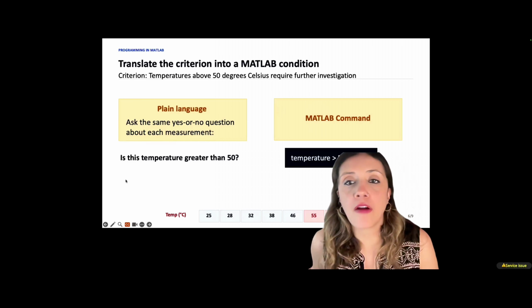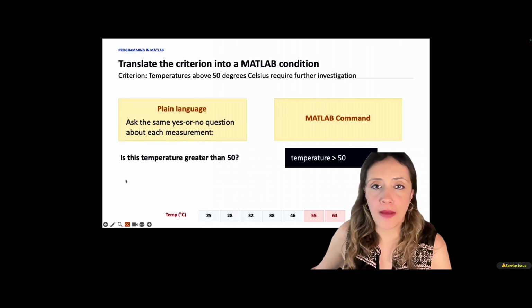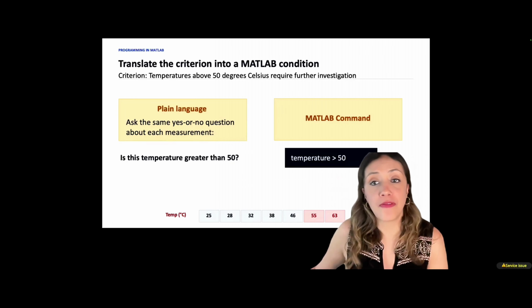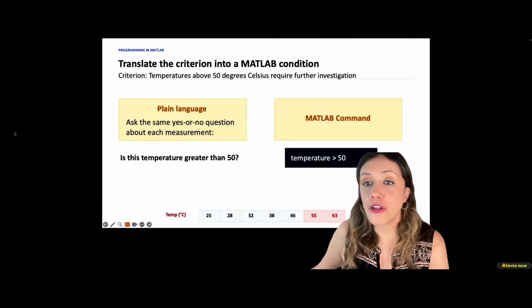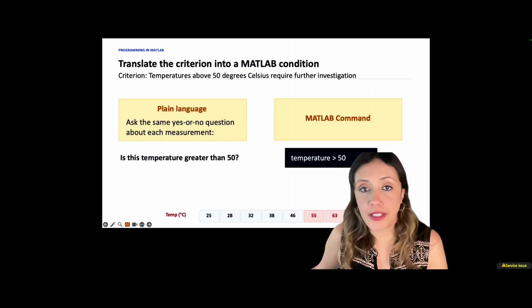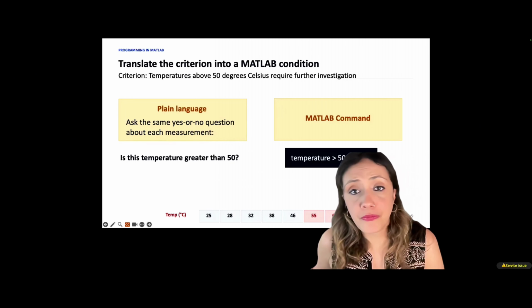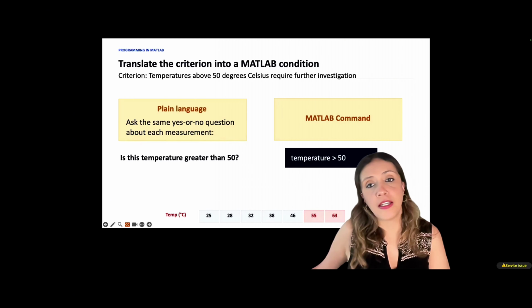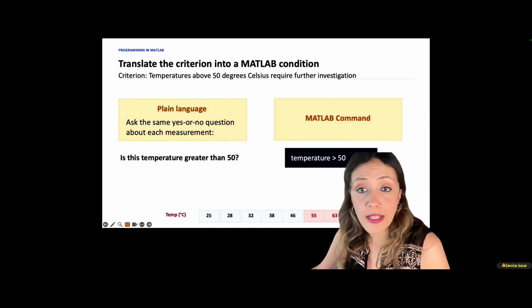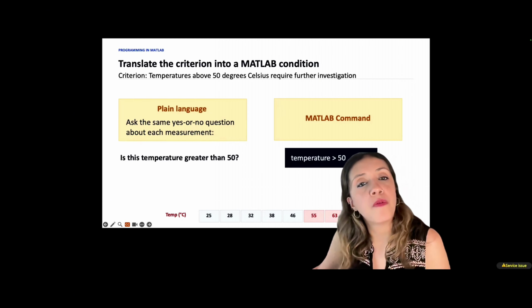Now we can translate our plain language question to MATLAB. Is this temperature greater than 50? Becomes temperature > 50. We know that the greater than symbol is a relational operator. So MATLAB will compare each element of the temperature vector with 50. Before we see the result, what do you think MATLAB will return?